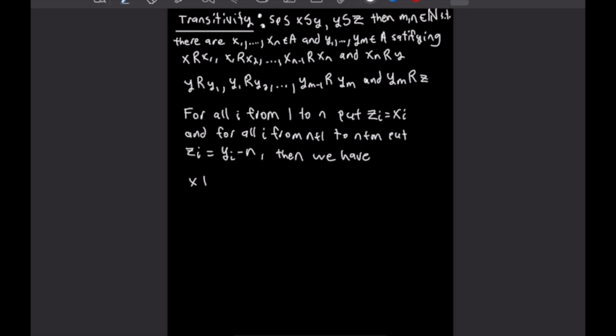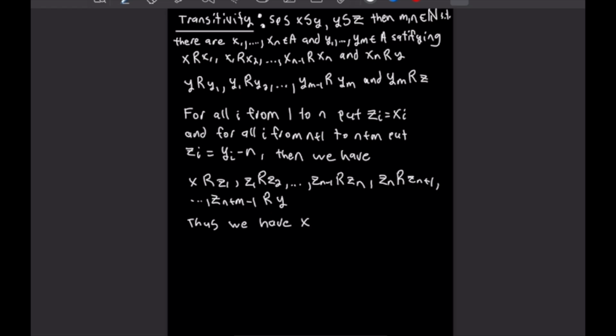We'll have x is related to z1, z1 is related to z2, and that'll go all the way up to zn minus 1 is related to zn. And then we'll continue to count up. So we'll have zn is related to zn plus 1, and that will go all the way up to z sub n plus m minus 1 is related to y, and thus by our definition of S, we have that x is related to z by S.